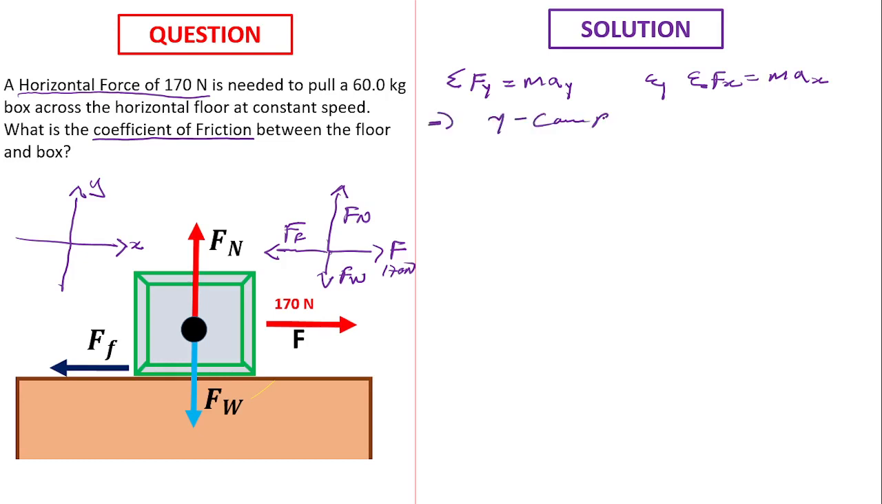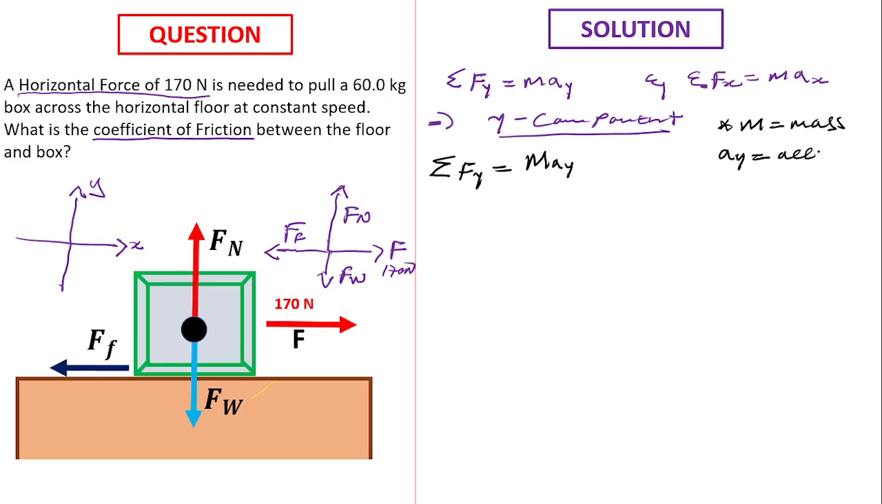Let's quickly look at the y component, since forces are just a vector quantity. So in the y component, you're going to say summation of forces in the y component is simply equal to m multiplied by acceleration y, of which you know that m is mass, and then ay is simply the acceleration in the y component.